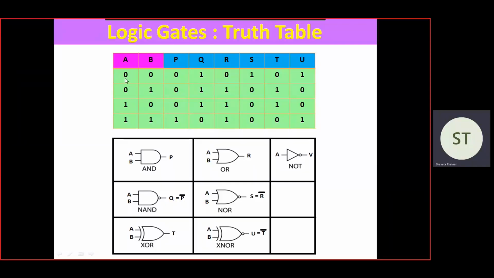So we can see for the various combinations of A and B, we have 4 combinations: 0, 0; 0, 1; 1, 0; and 1, 1. We can see what the outputs P, Q, R, S, T and U are.